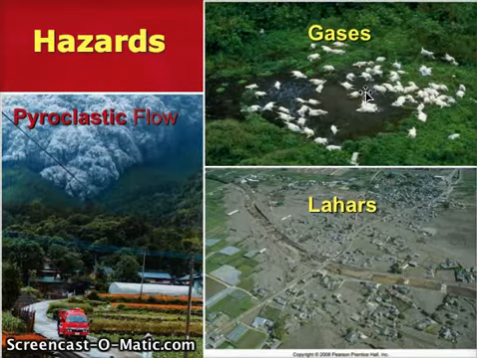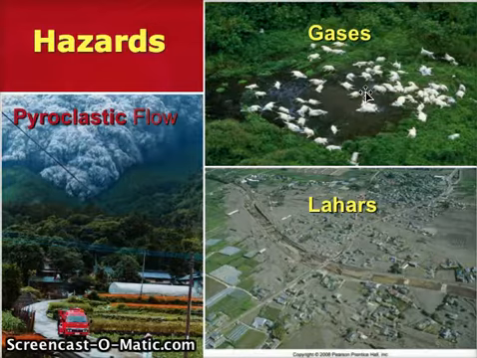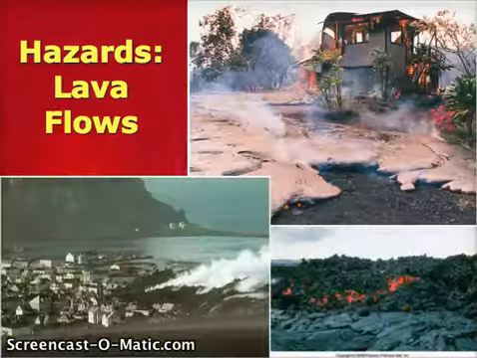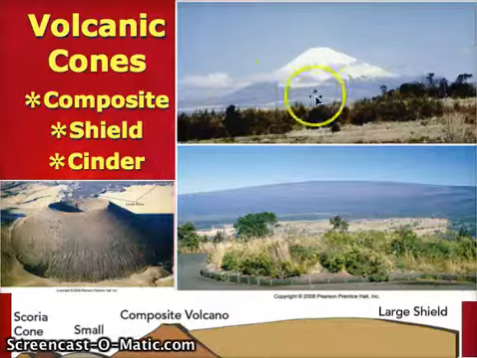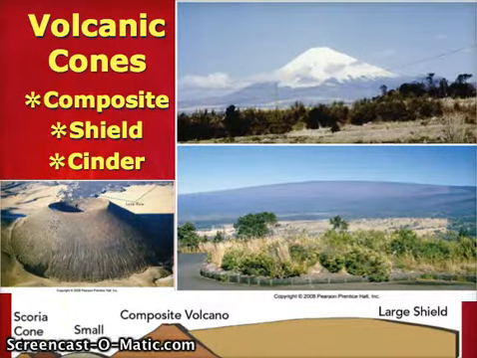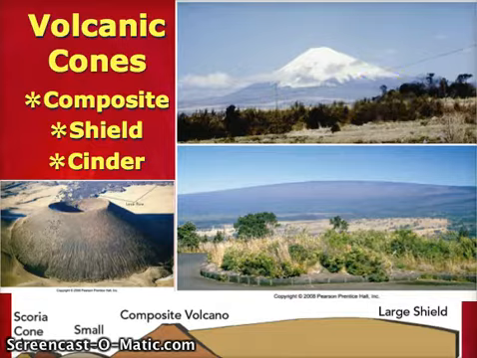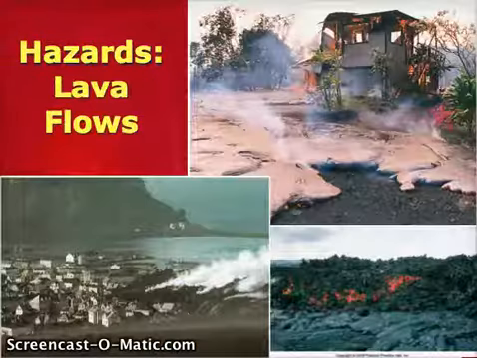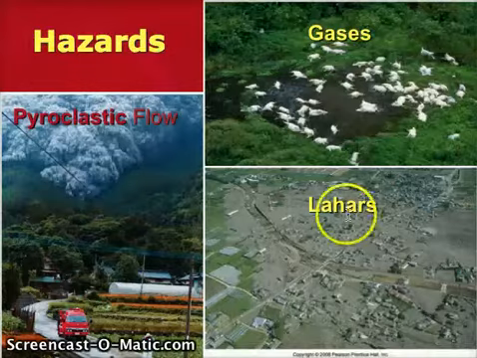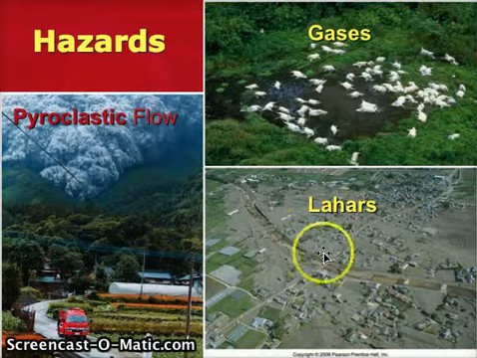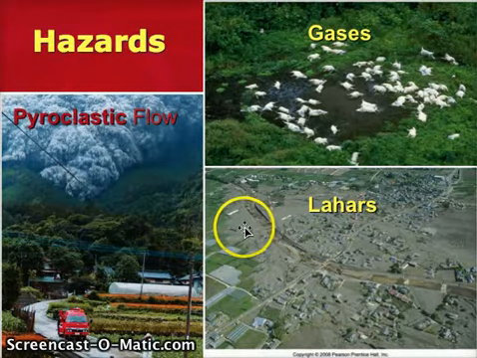On the lower right, you see a lahar, which is a hot mud flow. If you think back to this previous picture here, if you look at the volcano in the upper right, you'll notice it has a lot of snow on top. So when the volcano erupts and that snow melts, it can mix with the ash and create a hot mud flow. And these lahars can travel many miles from the volcano.